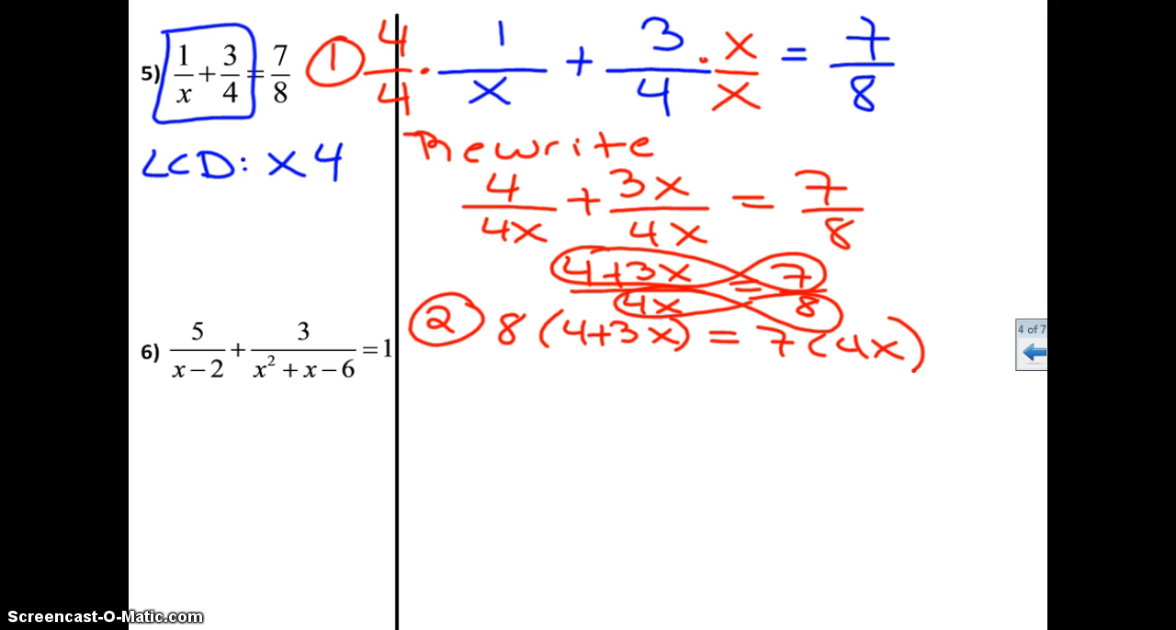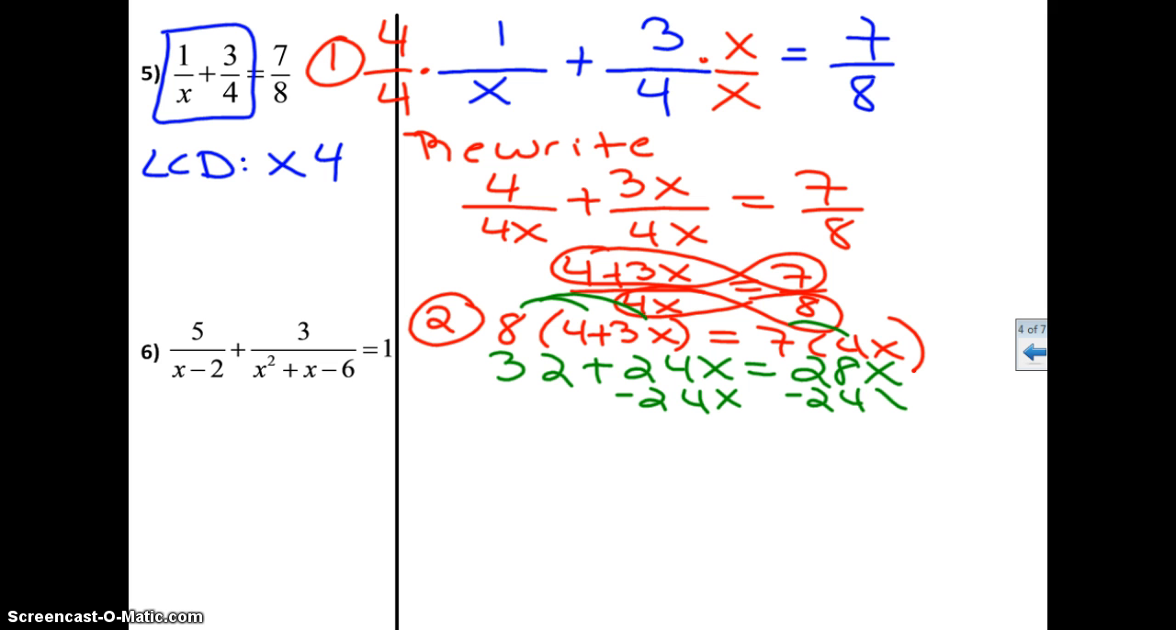So I'm going to pick up the green, distribute. 32 plus 24x is equal to 28x. Let me subtract the 24x from both sides, and I will divide by 4. Okay? So x is equal to 8 in this case.